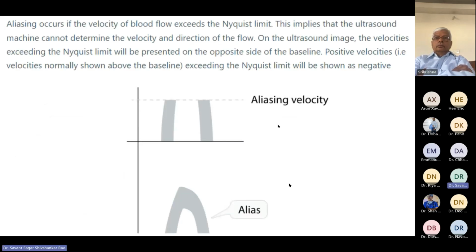So aliasing occurs if the velocity of the blood flow exceeds the Nyquist limit. This implies that the ultrasound machine cannot determine the velocity and direction of the flow. On the ultrasound image, the velocity exceeding the Nyquist limit will be presented on the opposite side of the baseline. Positive velocity normally shows above the baseline; exceeding the Nyquist limit, that will be shown as a negative. As shown in the image, the upper part of the waveform will be shown in the lower graph. So by shifting the baseline, we can get the whole waveform.